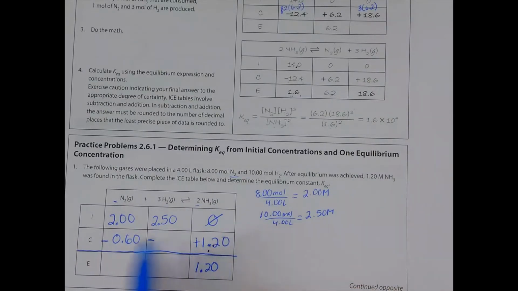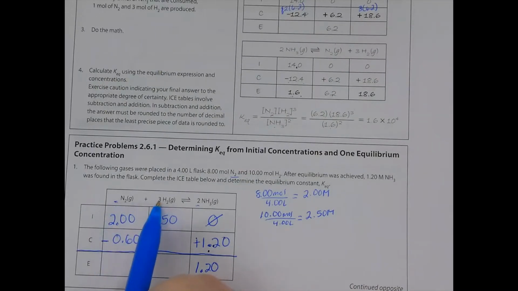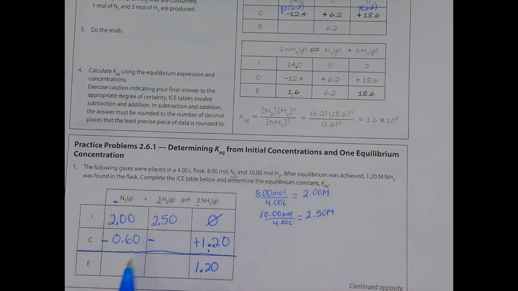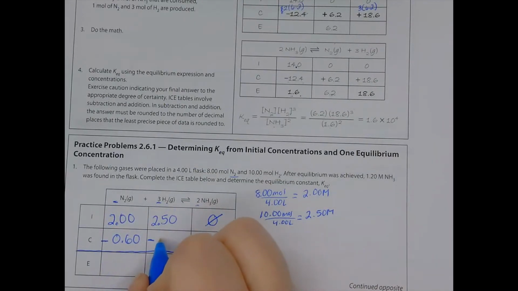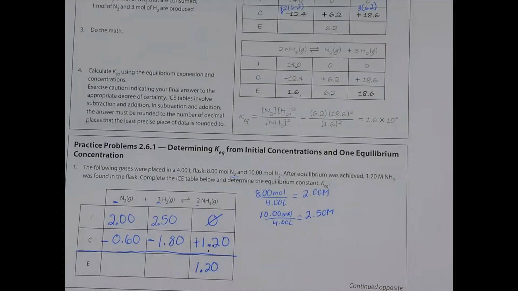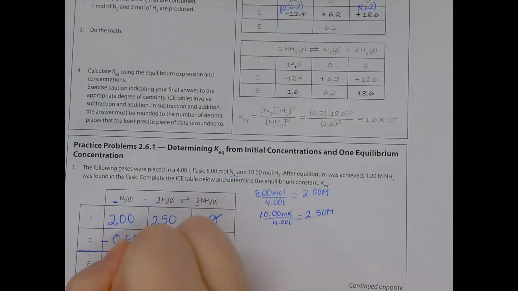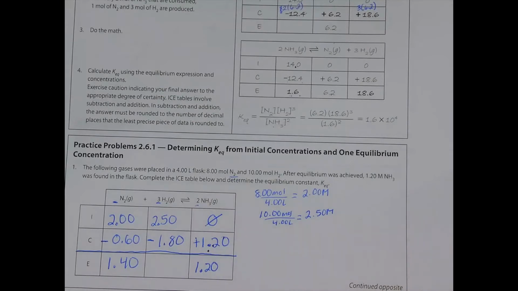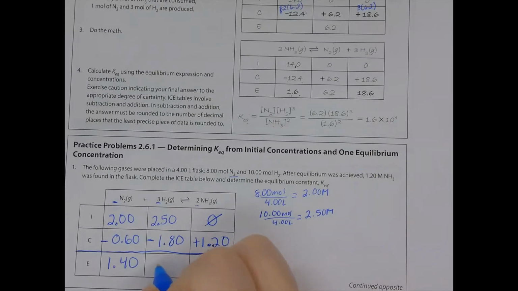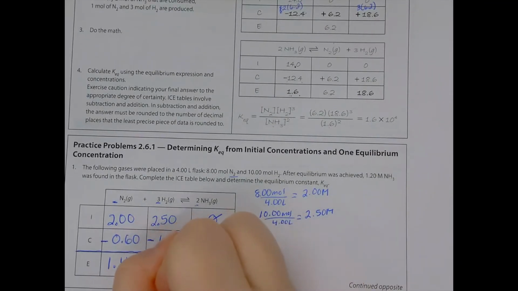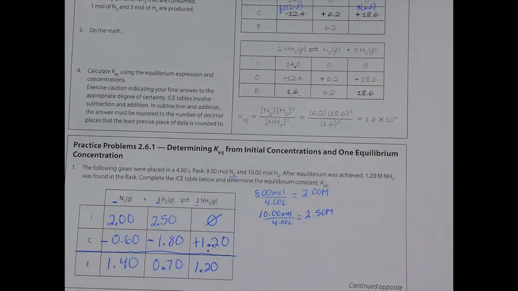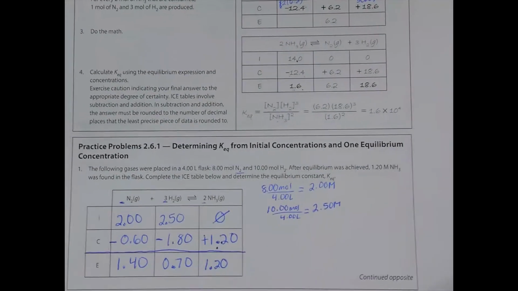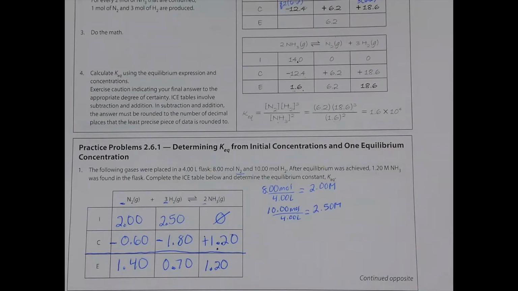And then we can relate these together because this is a 1-to-3 ratio. It's always easier to start with something that's a 1-to-something ratio. So hydrogen is going to be 3 times bigger than this. So 0.6 times 3 is 1.8 molar. All right. So 2 minus 0.6 is going to give us 1.40. And 2.5 minus 1.80 is going to give us 0.70 molar. So those are our concentrations at equilibrium, and we're going to use that to calculate our equilibrium constant.